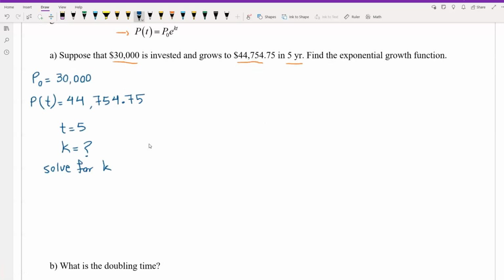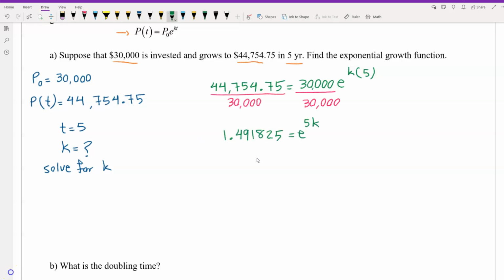So based on what is given, P sub 0 is equal to 30,000. P of t is equal to $44,754.75. t is 5 years. We have to find k. So here we have $44,754.75 equal to $30,000 times e power k times 5. Now solving for k, we have to divide by 30,000 on both sides. So we have 1.491825 equal to e power 5 times k.